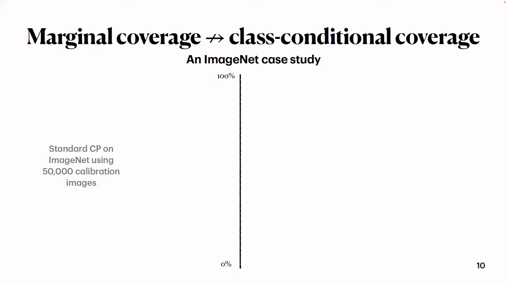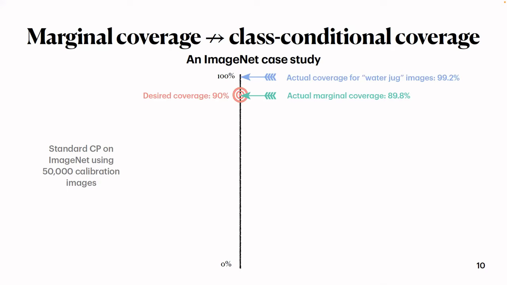Cool. So standard conformal is guaranteed to achieve marginal coverage, but you may think that even if it's not guaranteed to achieve class conditional coverage, it may still achieve reasonable class conditional coverage. But we find that this is not true in general. So this is a case study on ImageNet using 50,000 calibration images. We set our desired coverage level to be 90%, and when we evaluate the marginal coverage of standard conformal, we get very close to that, which is as expected.